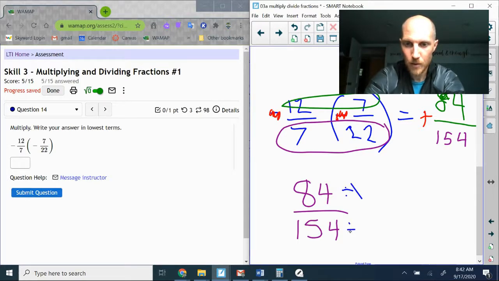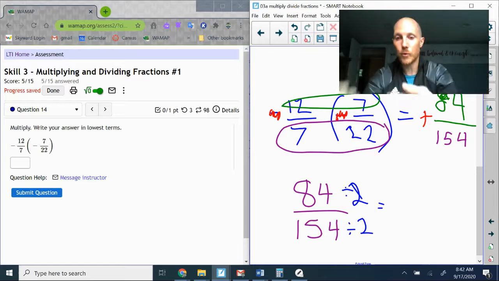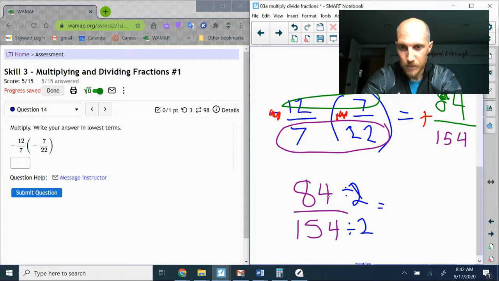Divide by 2. Divide by 2. Okay. So 84 divided by 2, I'm going to have to do this multiple times, but that's what I've got. Which is 42. And 154 divided by 2, that's 77. See, I can do mental math.